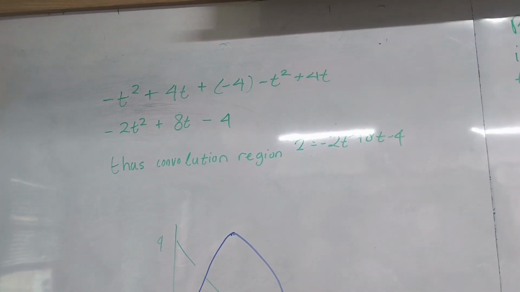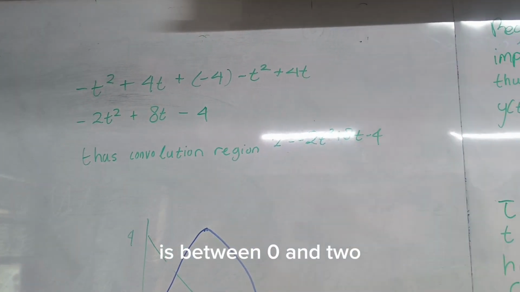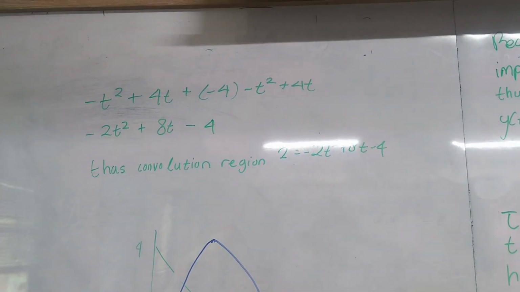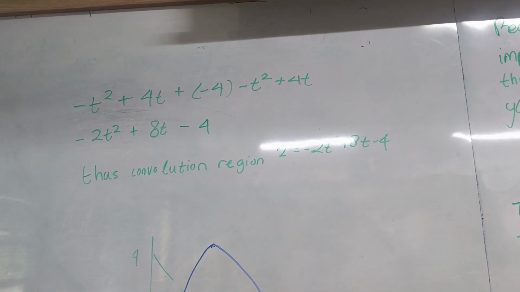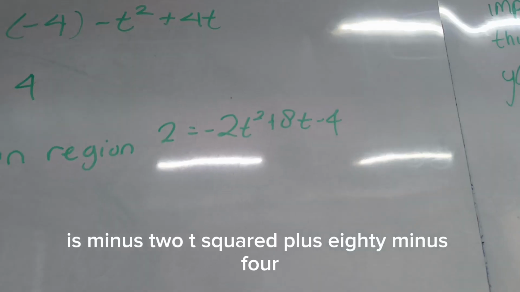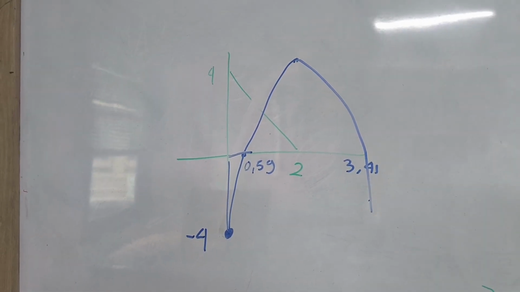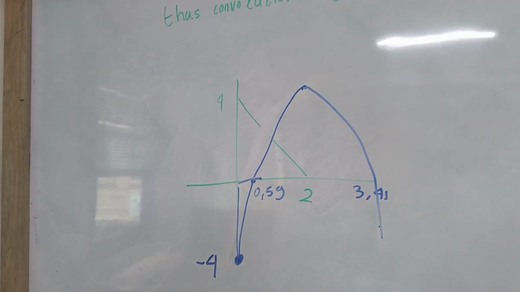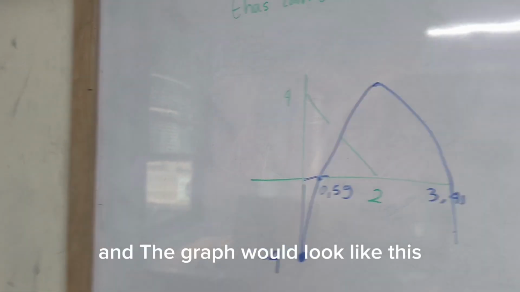And basically, at region 2, which is in the range between 0 and 2, the output is minus 2t squared plus 8t minus 4. I tried drawing it, and it looks like this. I didn't fully calculate it. I used a graphing tool online, and the graph would look like this.